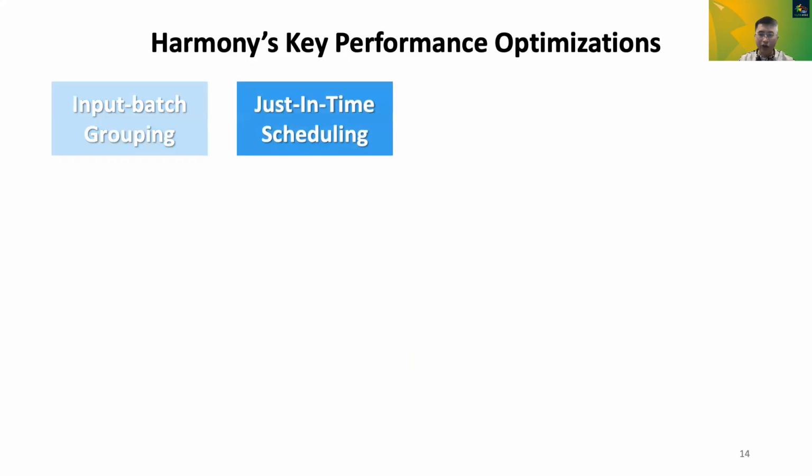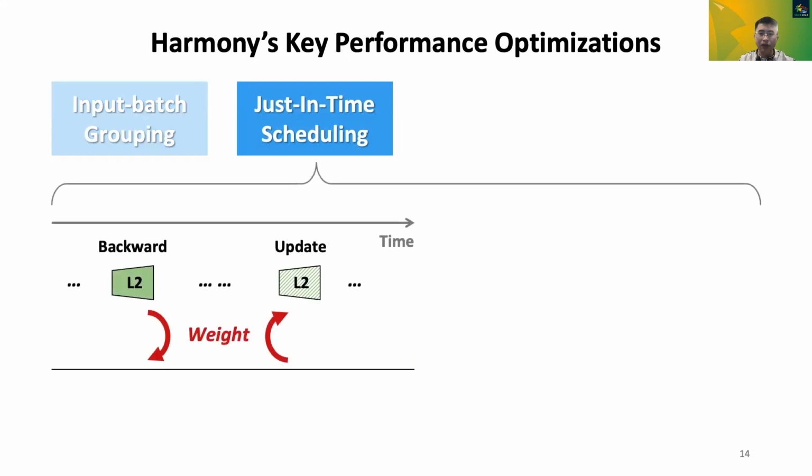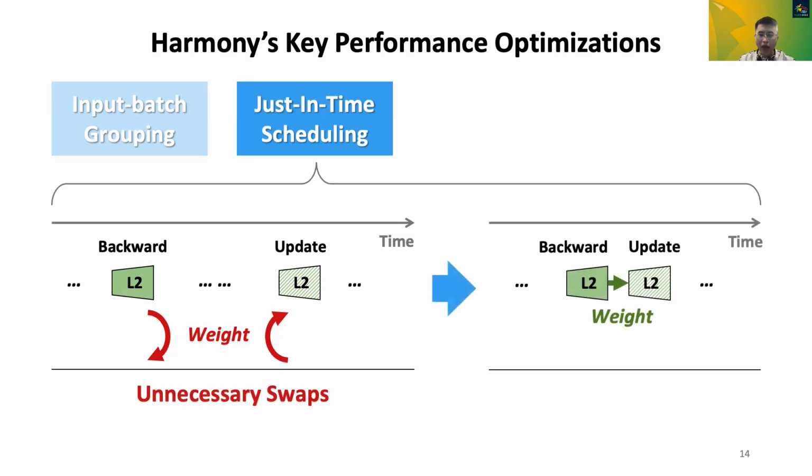Second is just-in-time scheduling. In vanilla training, a task might not be executed, even if its required inputs are in memory. For example, an update task is not executed immediately, even if its weights are already available after its backward task. This causes unnecessary swap. With JIT scheduling, we execute a task as soon as all its inputs are available in memory, before they get swapped out. This avoids unnecessary swaps.